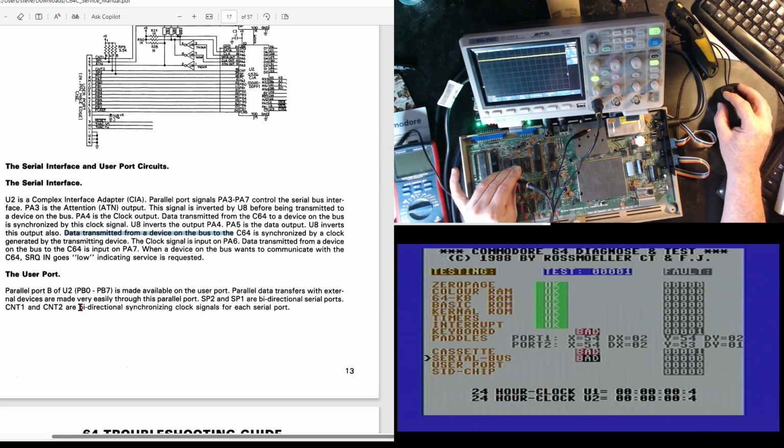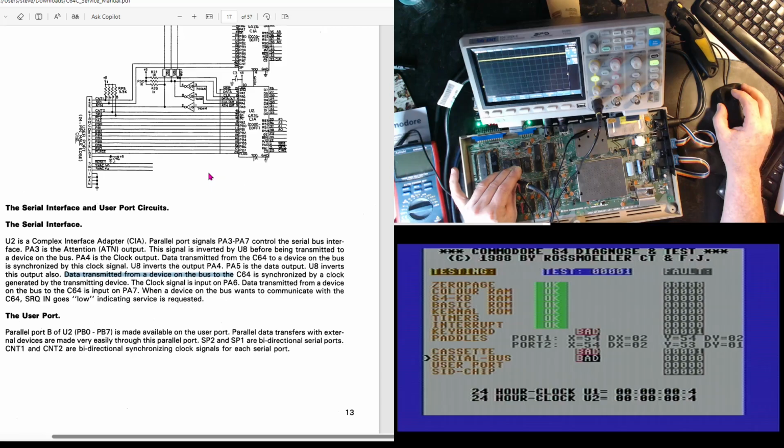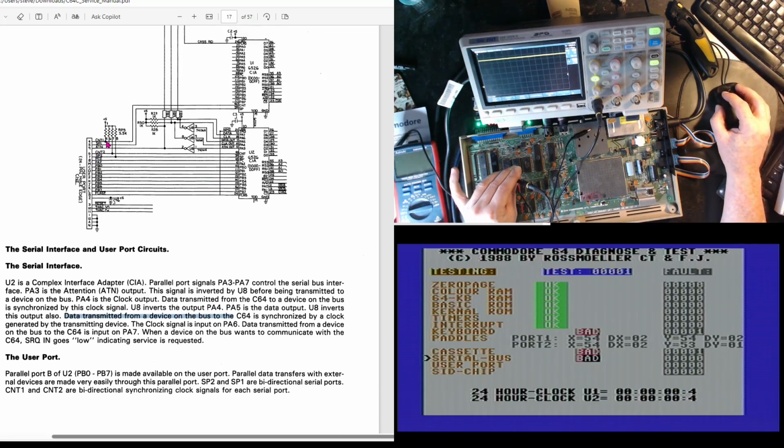So I'm wondering if it's user port stuff. PP0. What's that? PP0. 11. 12. What's that? Power. SP1, SP2 bidirectional. Where's SP1, SP2 on this diagram? So that's 39. And SP1 goes into CIA1.